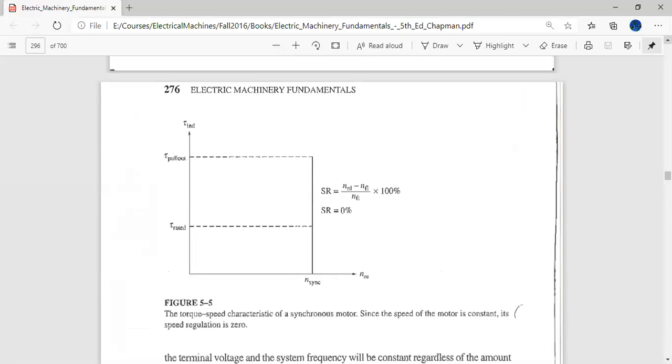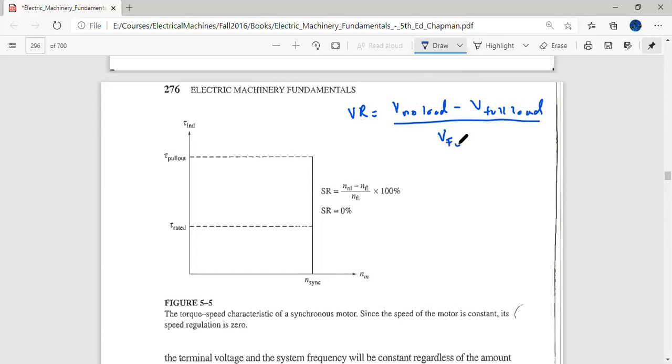So what is the speed regulation of a synchronous motor? Just as we have studied, the voltage regulation of a machine such as a generator was the terminal voltage at no load minus the terminal voltage at full load, divided by V full load. These sort of things are calculated for generators, because in generators the output is being taken as a voltage.